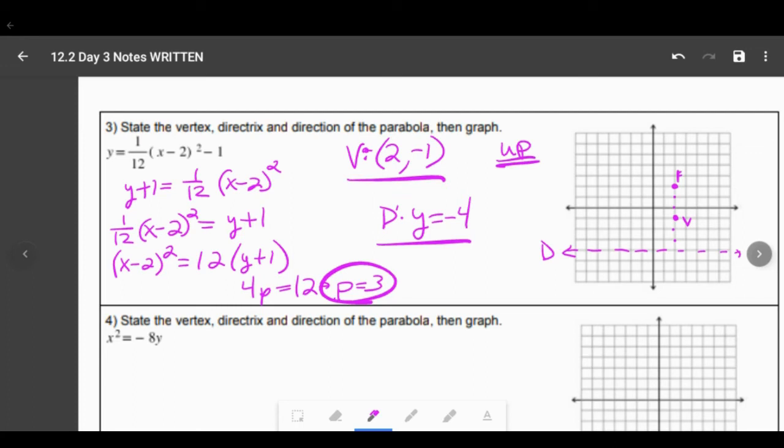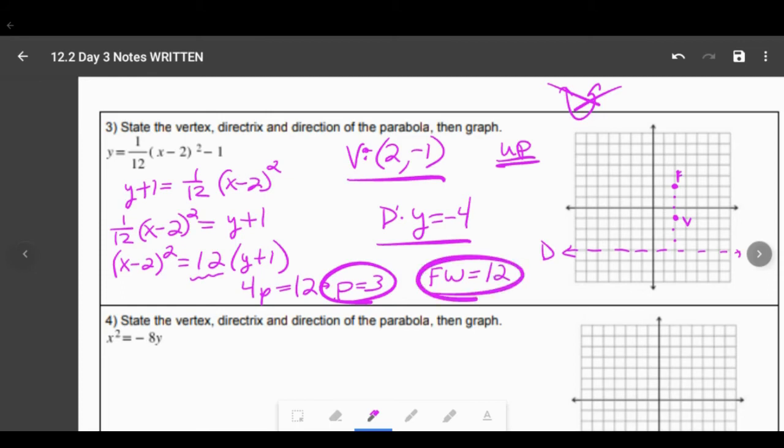Now, this is how you need to do your accurate drawings. Don't just wing it. Don't just be like, we're just going to go like that. No, no, no. You're not going to get full credit. Instead, what you want to use is the focal width. All right, remember we talked about that on the front side. We drew that in green on the front page. So the focal width is just the absolute value of 4p, or real simply, the positive value of this number. So my focal width is 12.